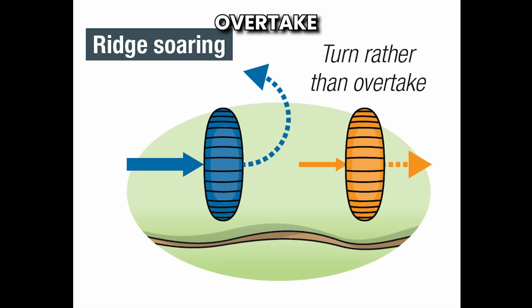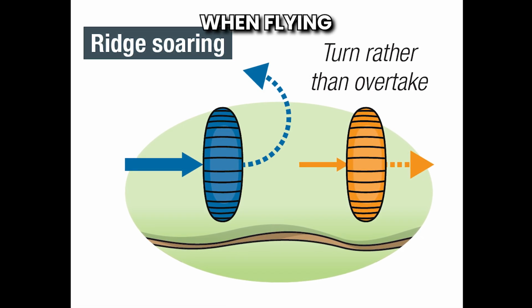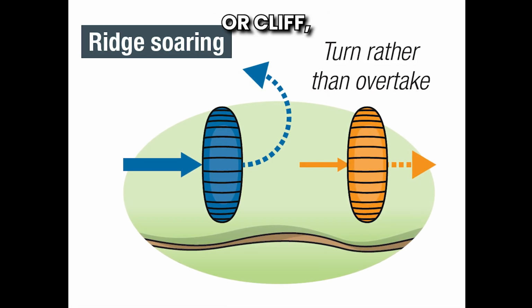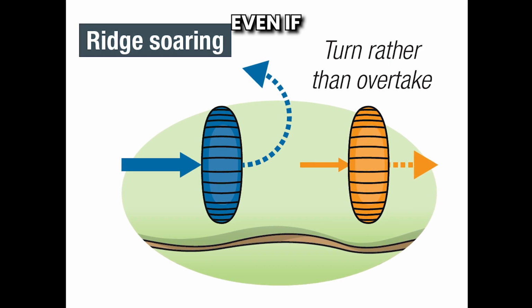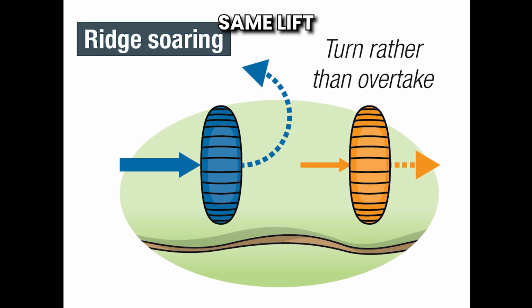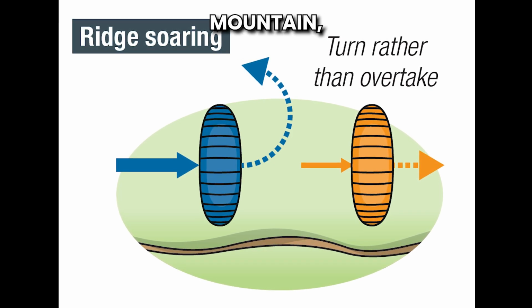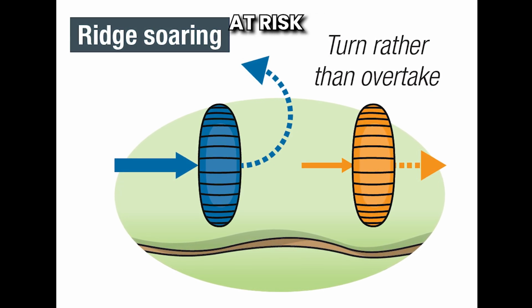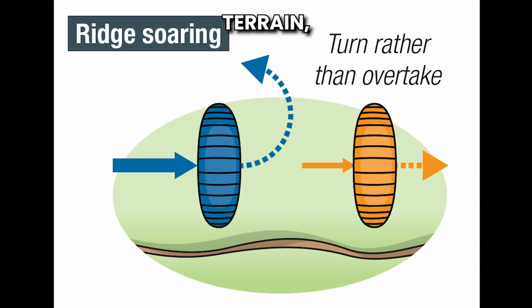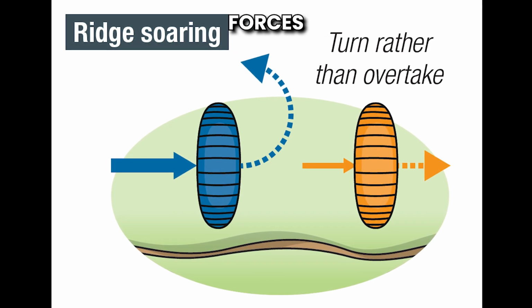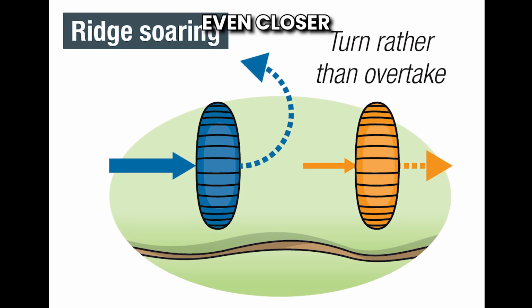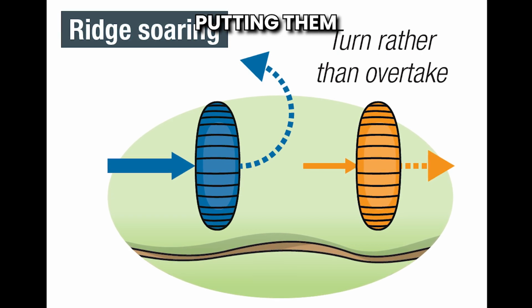When should I not overtake a paraglider? When flying dynamically along a ridge or cliff, the pilot ahead, even if slower, is likely using the same lift dynamics and is probably flying very close to the mountain. Overtaking them near the mountain puts me at risk of flying too close to the terrain, and overtaking them on the outer side forces the slower pilot to fly even closer to the mountain, putting them at risk.